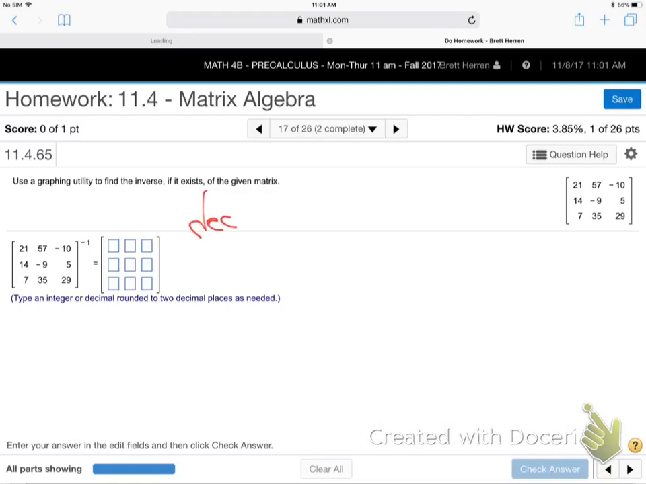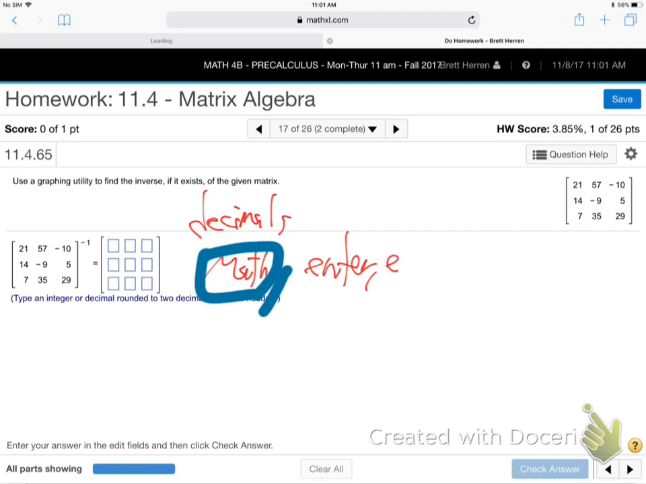So what do you do with all these decimals? Hit the math button, which is on the left edge, third from the top, then hit enter. It'll change it to fractions. Well, it changed some of them, not all of them. Oh, they want decimals anyway, so I shouldn't have done that. You just round it.